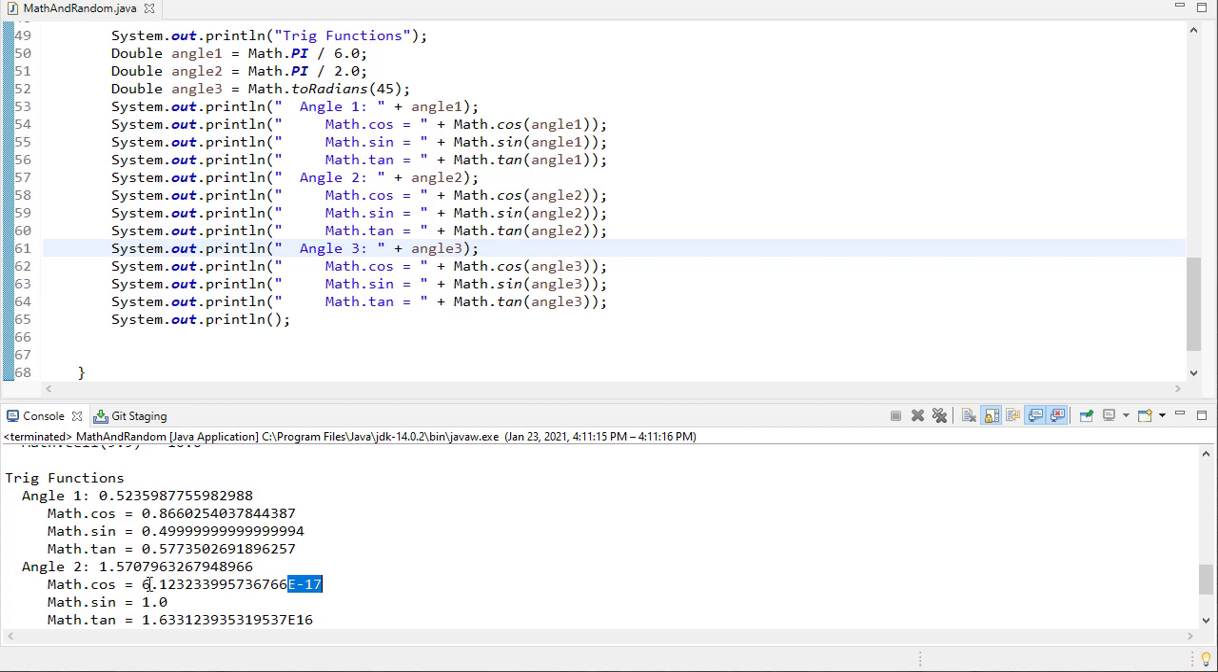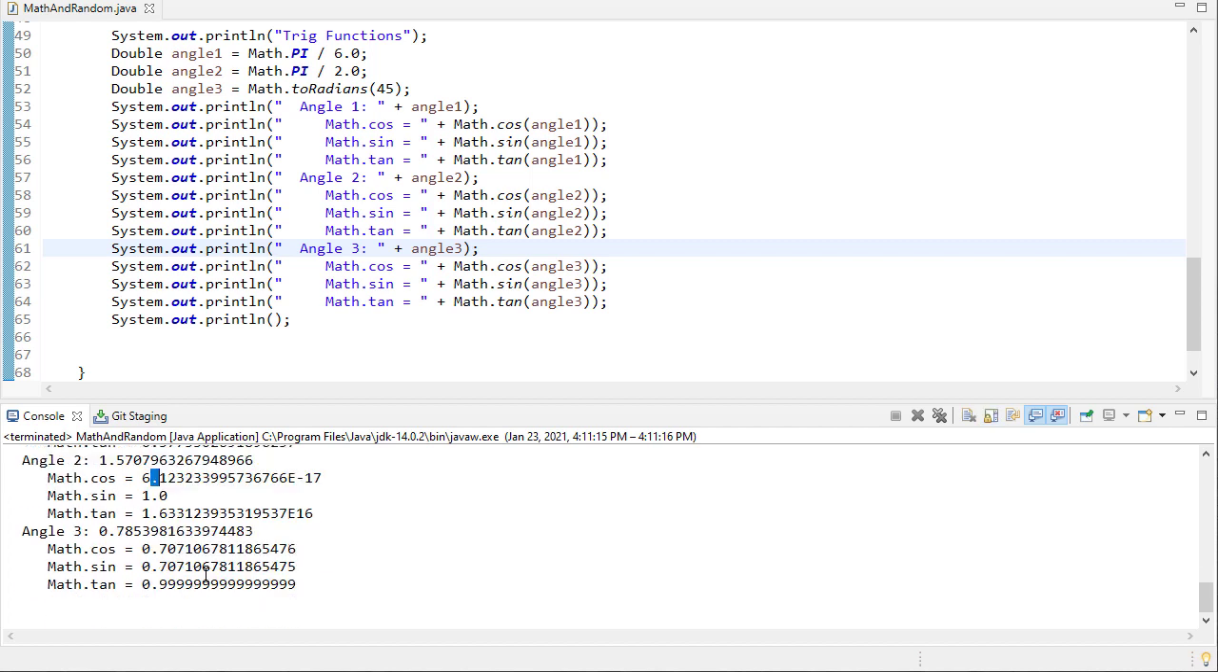That's not really a bug. This is essentially 0, even though you see 6.1 there. And then these other results are what you would expect. So for example, for 45 degrees, the sine and cosine are the same, and the tangent is 1. Again, just like before, you don't get 1.0, you get 0.9999, and so on.